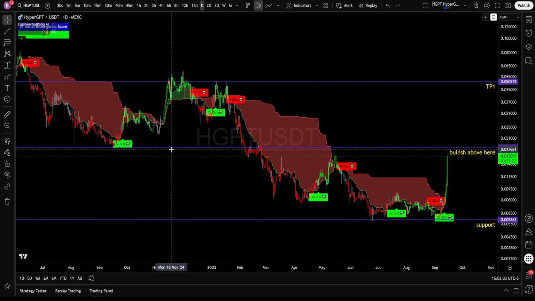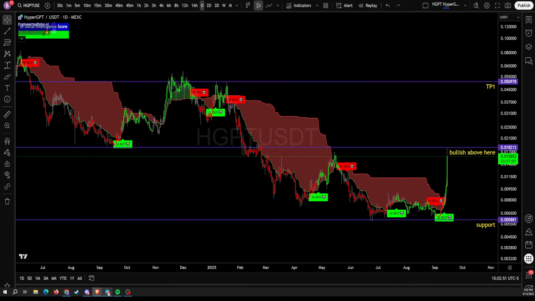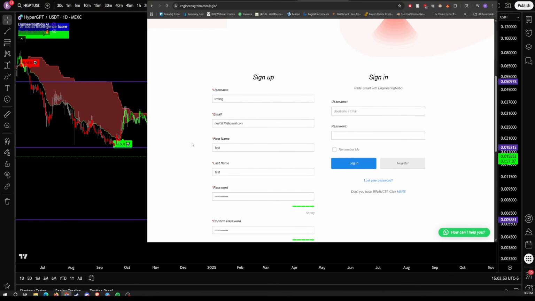However, that's what you would do if you were not going to chart it yourself. You just join our group. But the flip side of that is, if you want to be able to chart it yourself, then just go ahead and get Engineering Robo for 7 days for free, and try it out, see if you like it. And I'm going to show you some examples here for both spot and leverage trading. But before I do that, let me show you how to sign up.